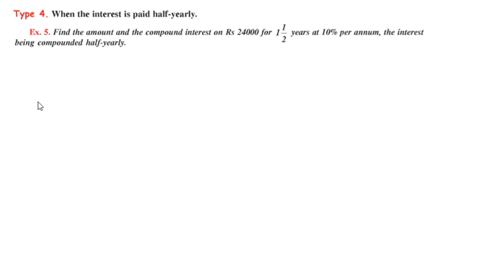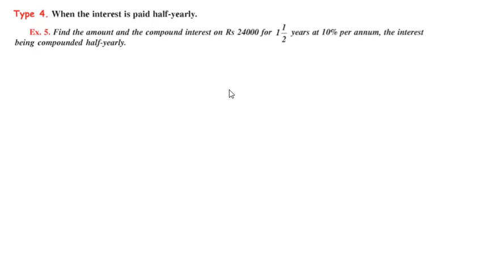Now next problem, when the interest is paid half yearly. In the beginning only we have discussed that some of the banks pay interest half yearly or some banks pay quarterly, right? So when the bank is paying interest half yearly, after every half year we have to find out my amount. So here the problem is we have to find the amount and the compound interest on rupees 24,000 for 1.5 year at 10% per annum, the interest being compounded half yearly.